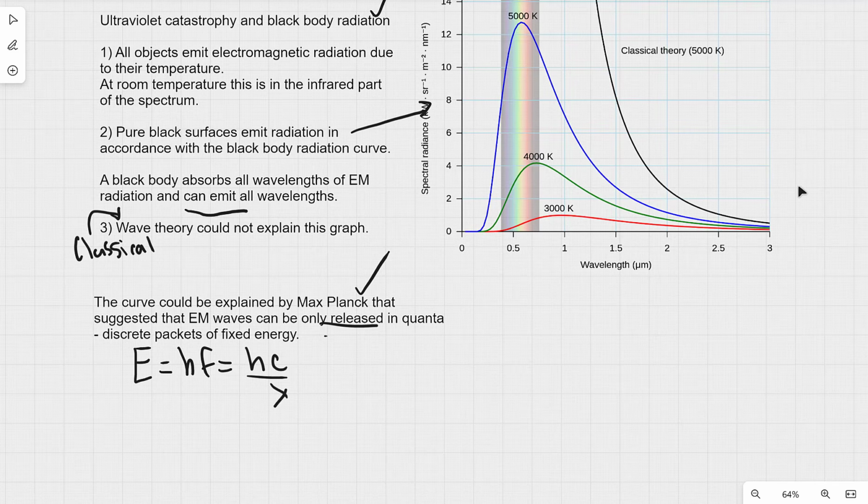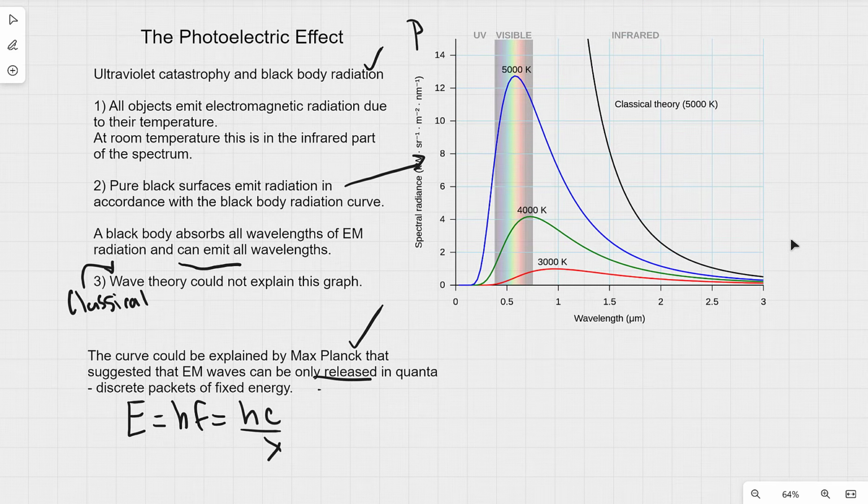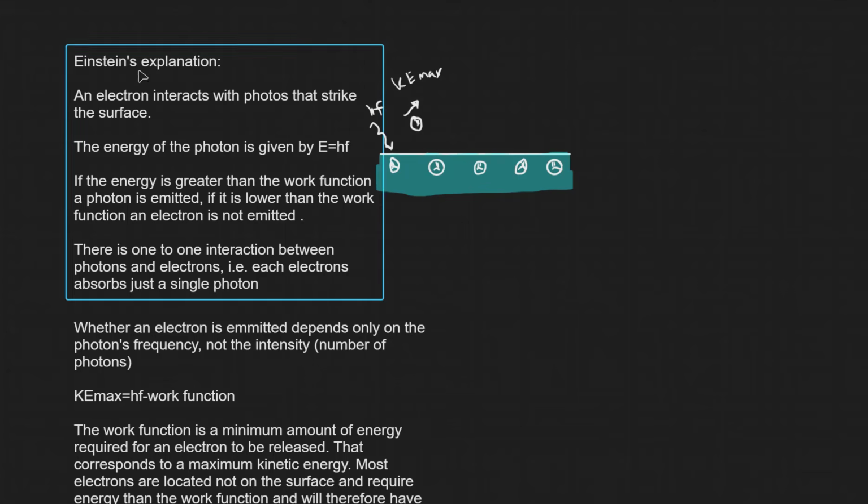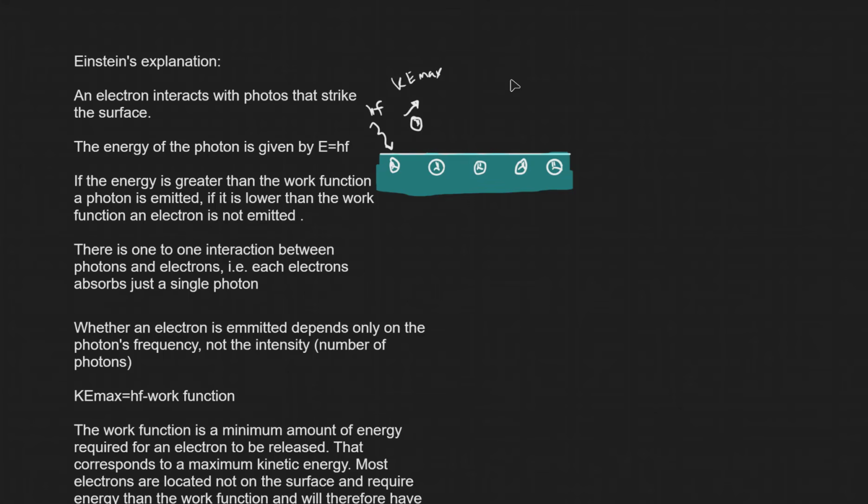He ended up winning the Nobel Prize for the photoelectric effect, saying that EM waves not only can be released in discrete packets, but they can only exist in discrete fixed packets of energy, which we now call photons. And now let's focus on Einstein's explanation of the photoelectric effect. So we have a photon, which I've represented by this squiggly line. Remember, it is not a wave though, it is a discrete packet of energy.